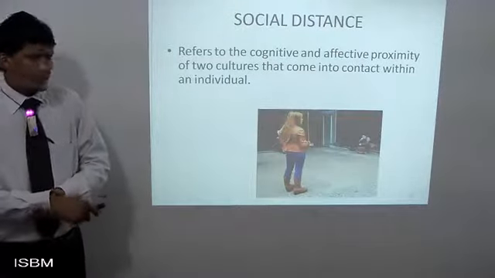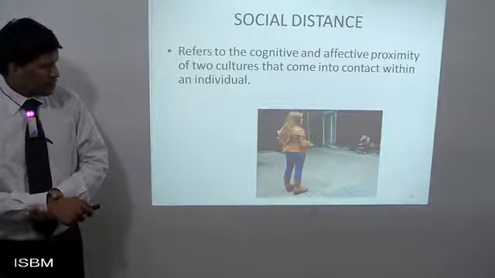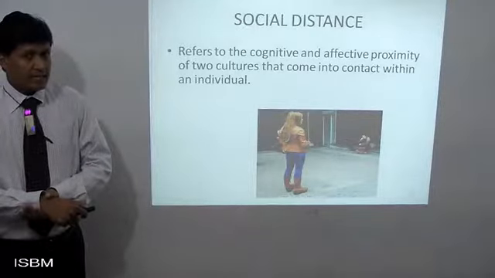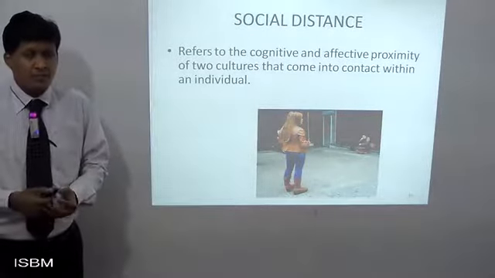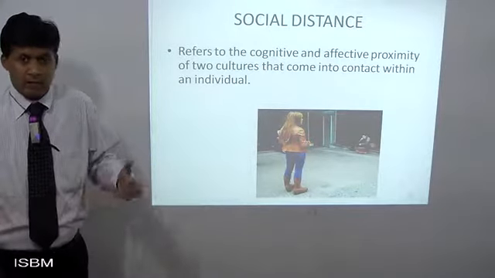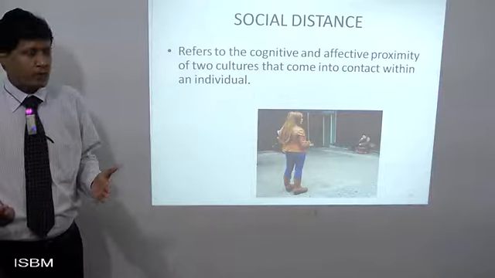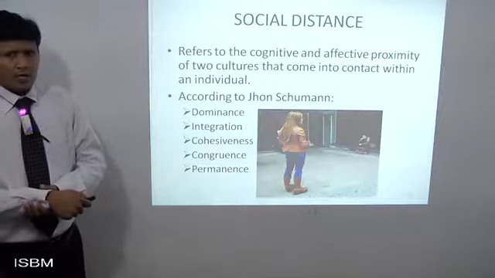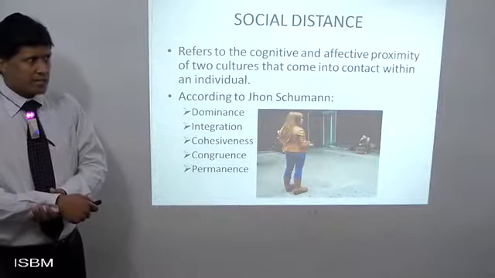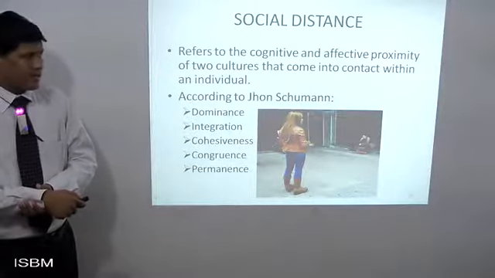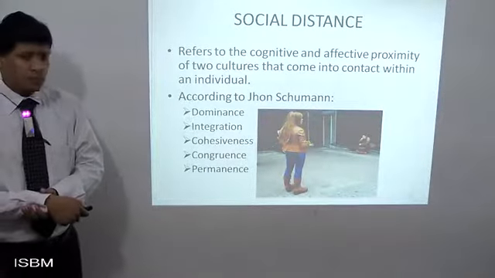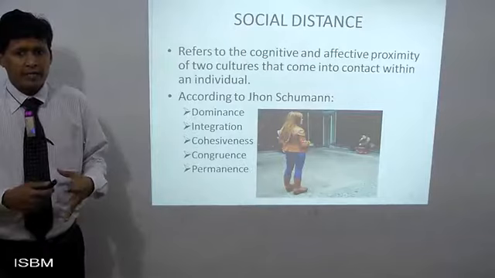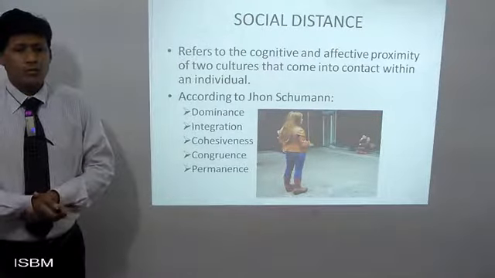So when you look at this, these are two people interacting. You see these two people interacting, and see the physical distance. Now we never say that having closer physical distance means they are closely bonded. That depends on the culture, and so it is very important to understand this dynamic. According to John Schumann, it is about dominance, integration, cohesiveness, congruence, and permanence. So it's about how we relate to each other.